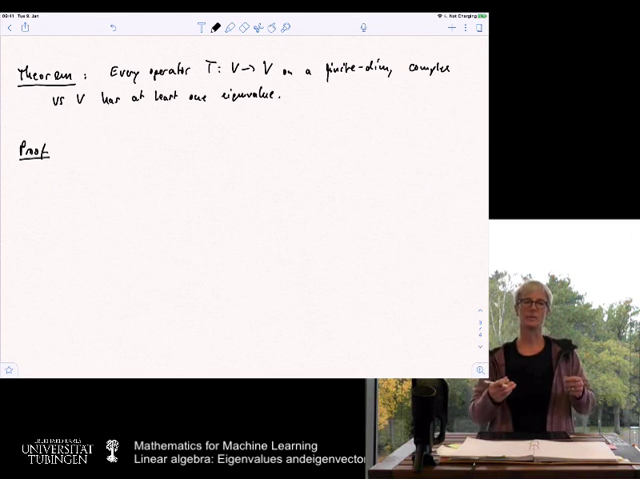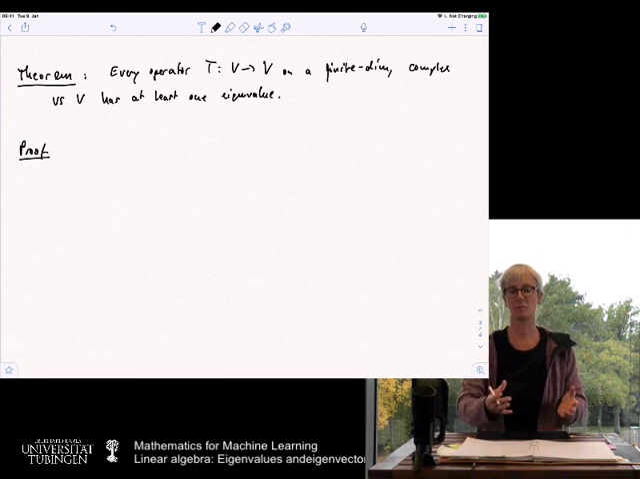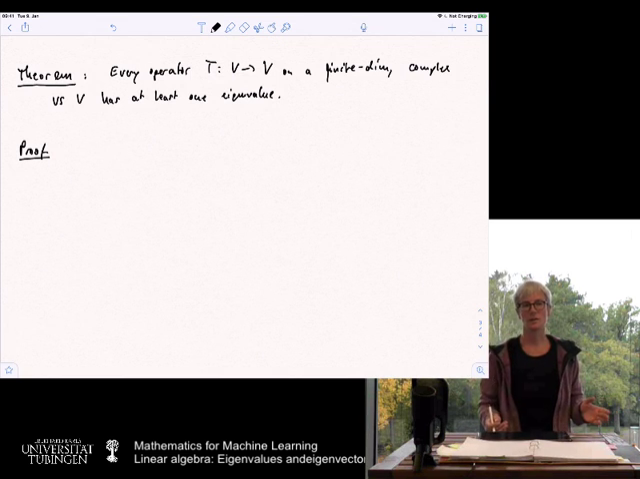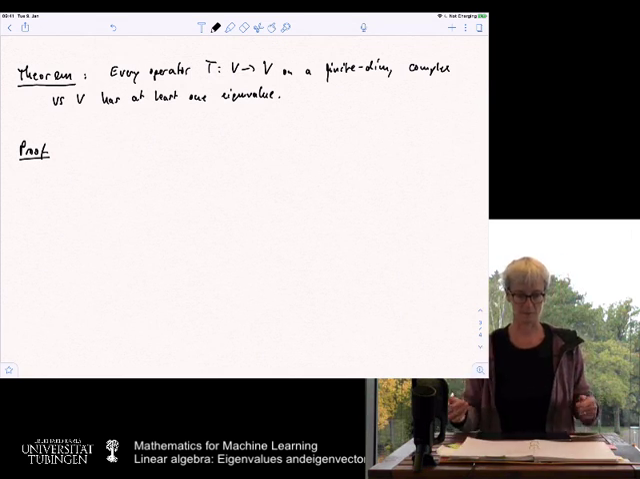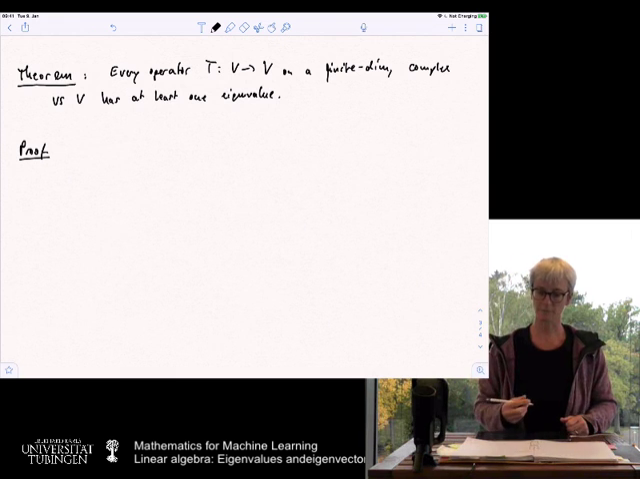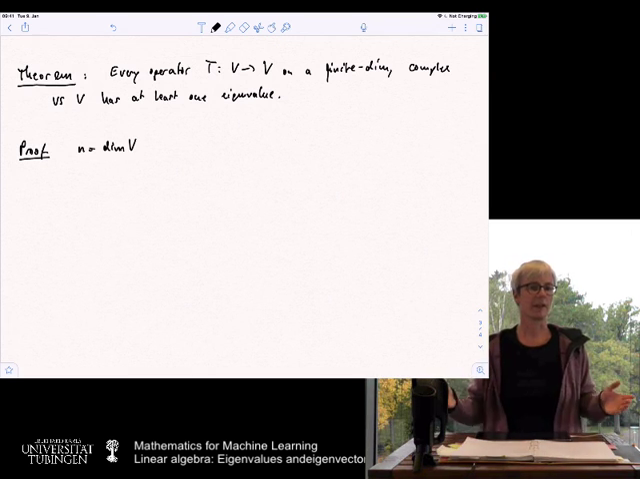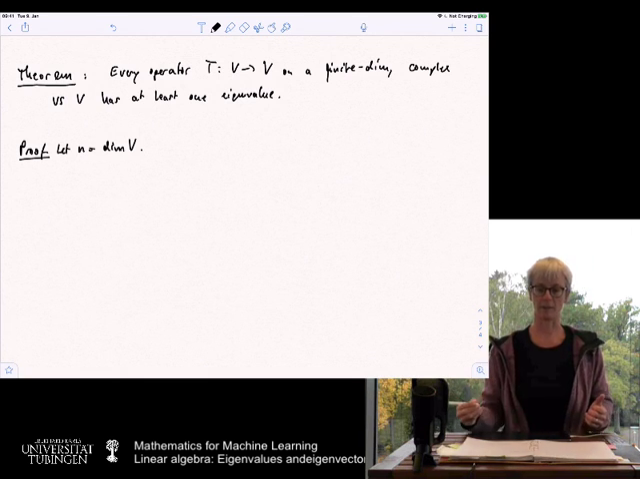At least if I would give you the assignment, or if someone would give me the assignment, prove the theorem, this is not the proof you would immediately think about without any other background knowledge. So let's look at the proof. We say n is the dimension of V. Simply, we are in a finite dimensional space, so we know this dimension is a finite number.